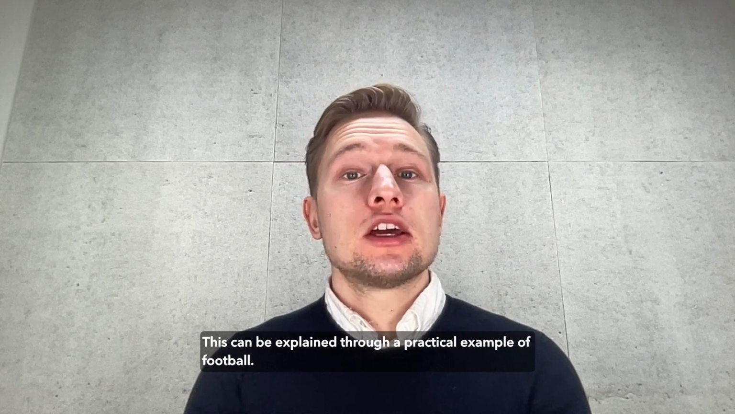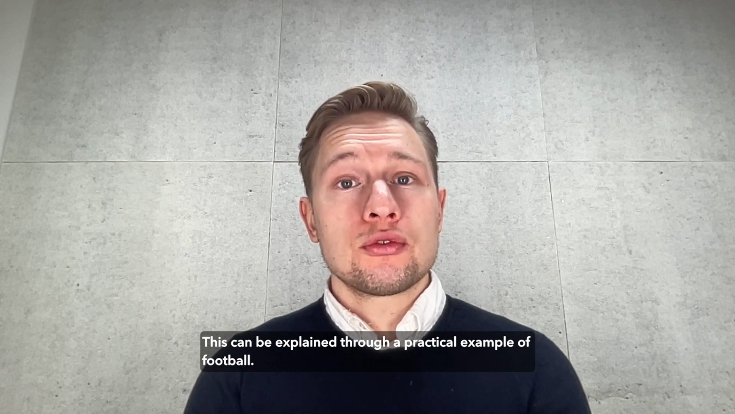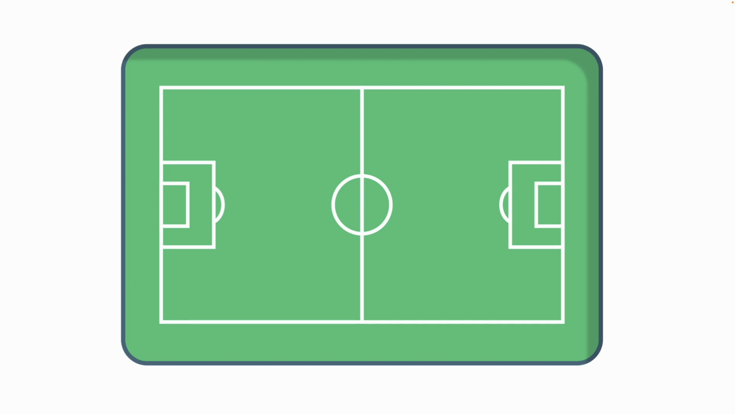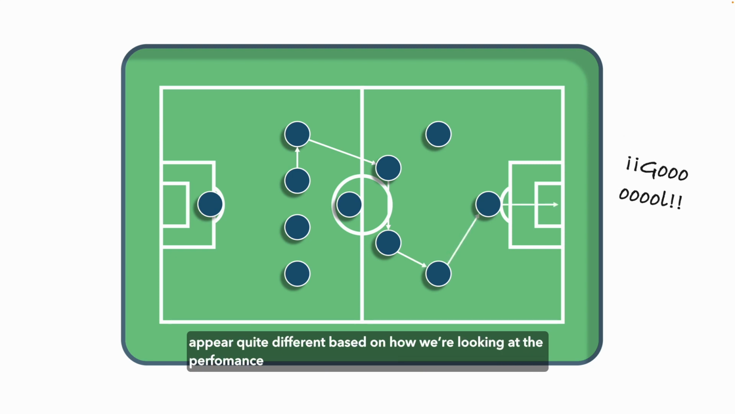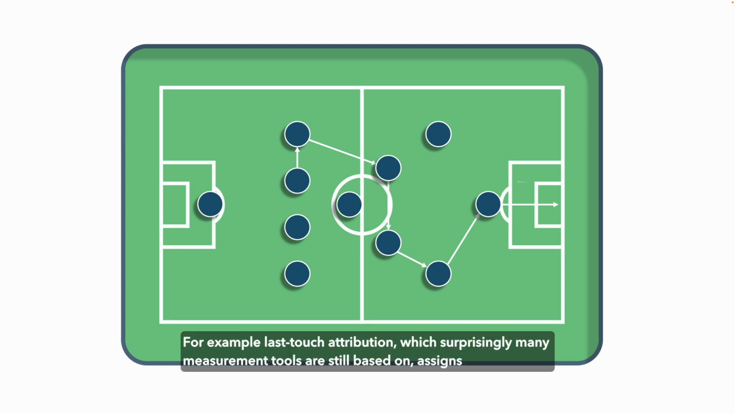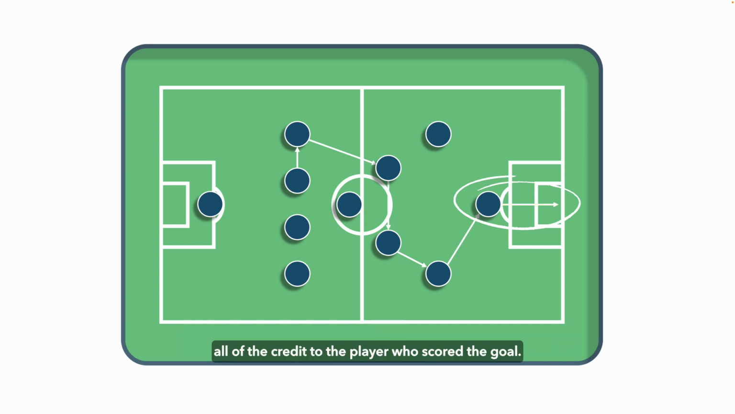This can be explained through a practical example of football. A football team consists of 11 players. Each player has an important role in the team's success, but the contribution can be quite different based on how we are looking at the performance. For example, last touch attribution, which surprisingly many measurement tools are still based on, assigns all of the credit to the player who scored the goal.